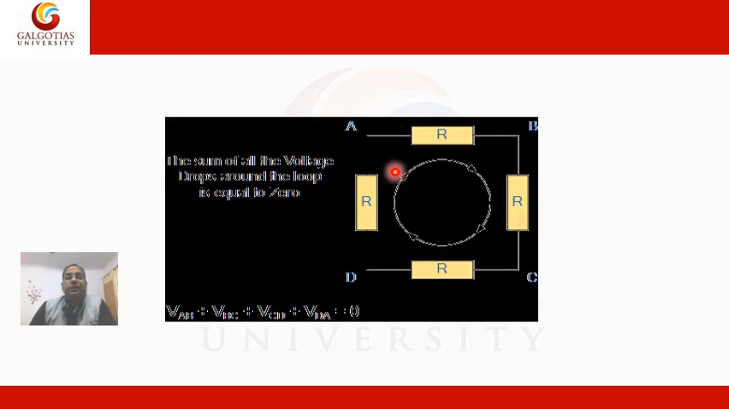Just like in the figure, suppose there are 4 branches: A to B, B to C, C to D and D to A, with 4 resistances. So according to the law we can write VAB plus VBC plus VCD plus VDA equals 0.